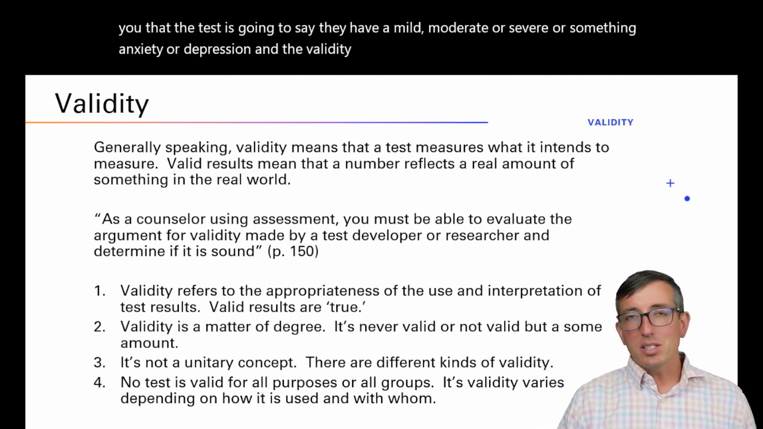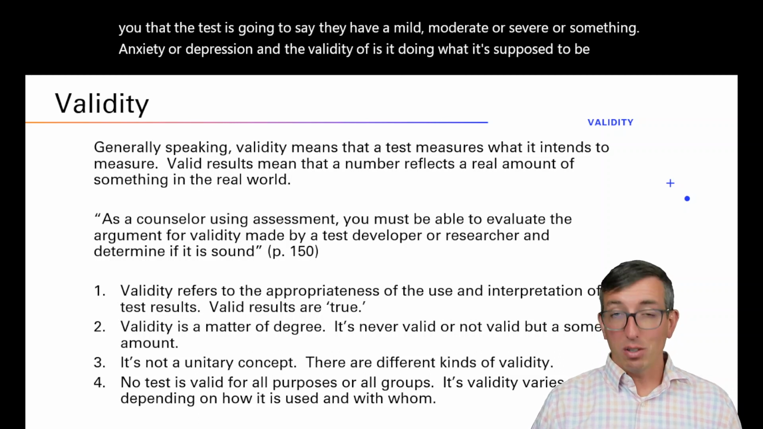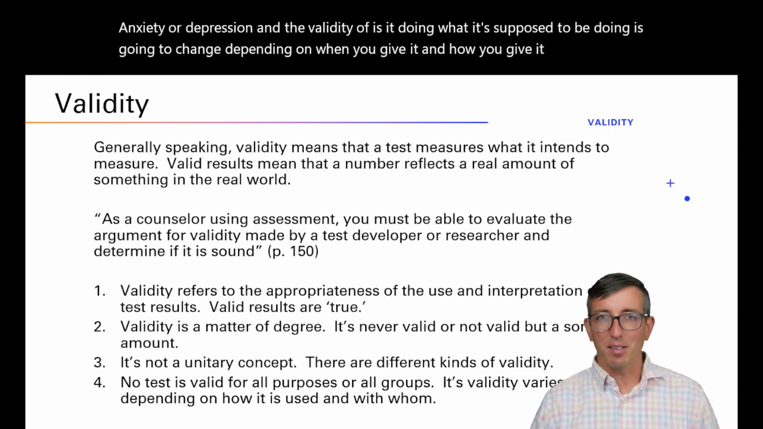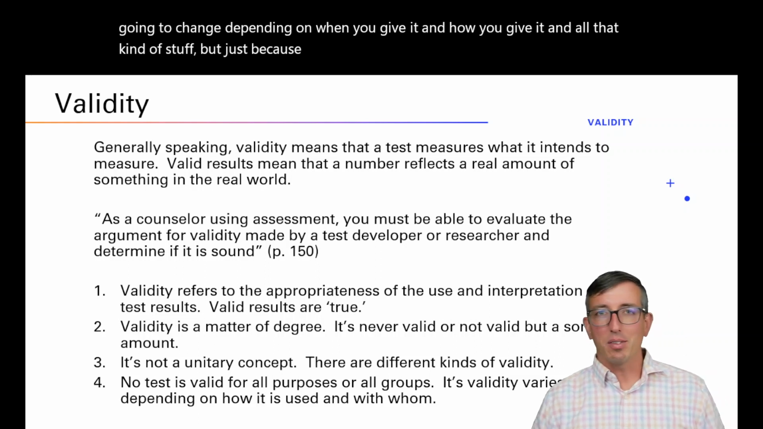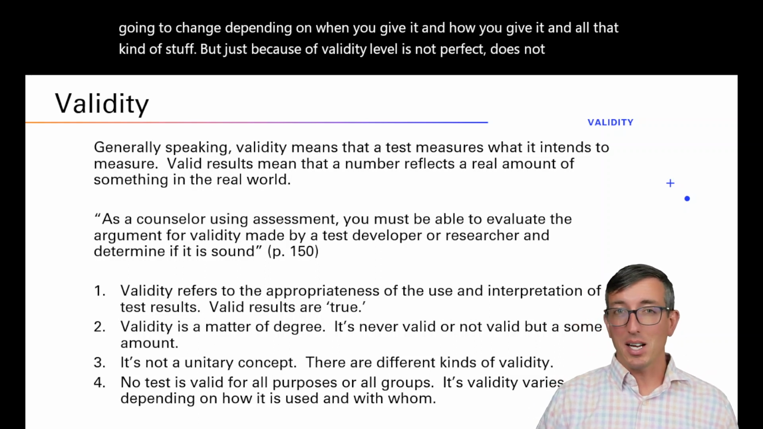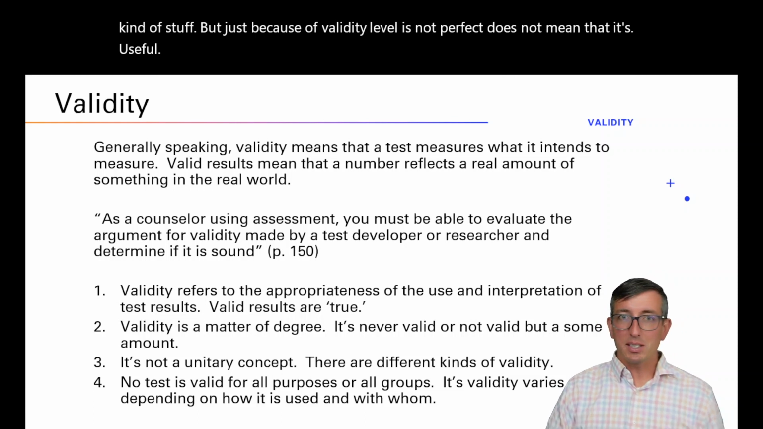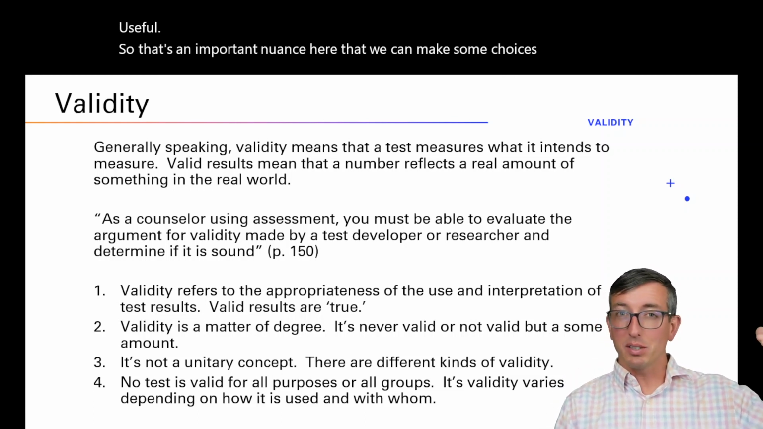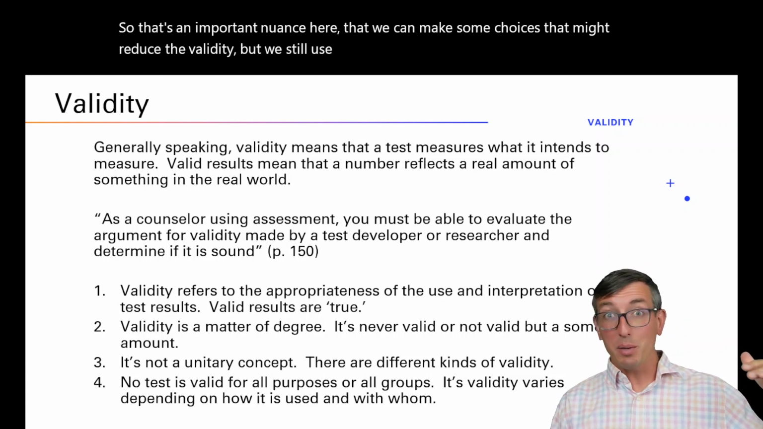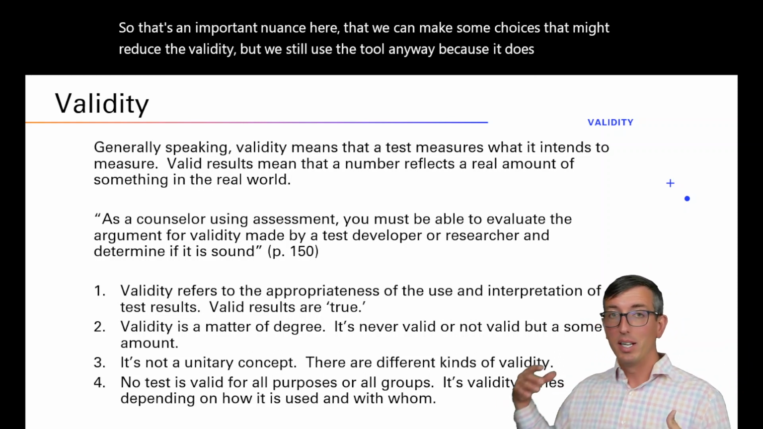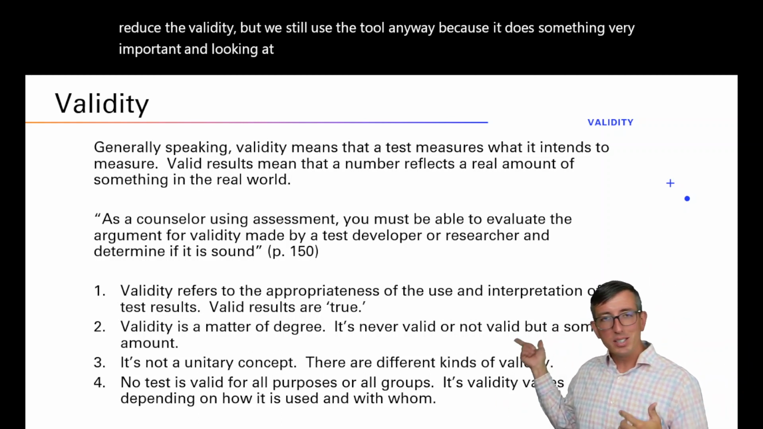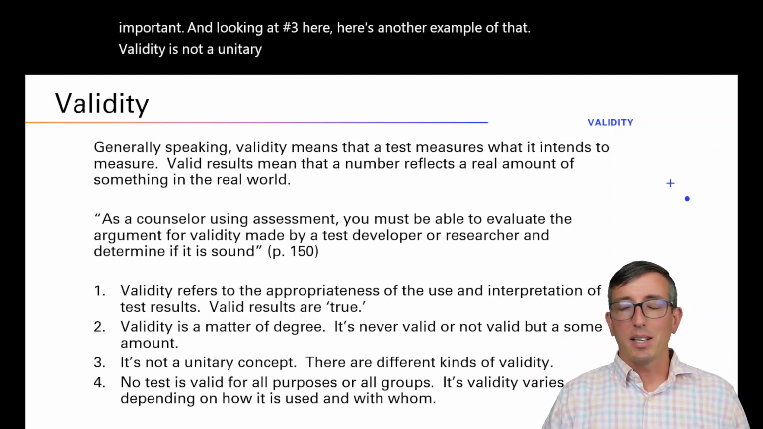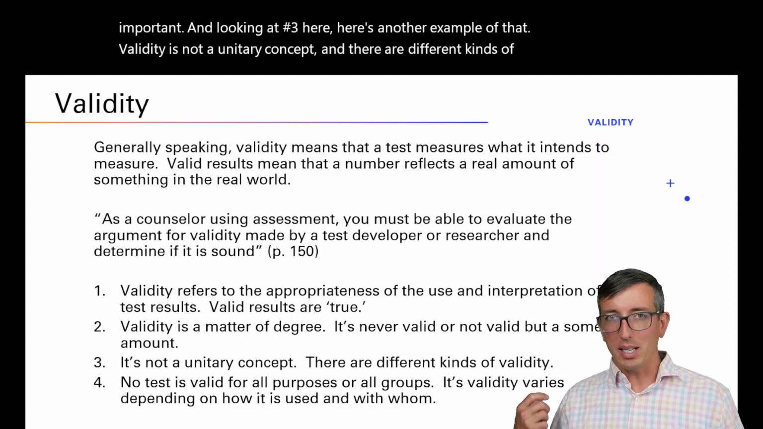validity of is it doing what it's supposed to be doing is going to change depending on when you give it and how you give it and all that kind of stuff. But just because a validity level is not perfect does not mean that it's not useful. Okay, so that's an important nuance here, that we can make some choices that might reduce the validity, but we still use the tool anyway because it does something very important. And looking at number 3 here, here's another example of that. Validity is not a unitary concept, and there are different kinds of validity, which we'll get into.